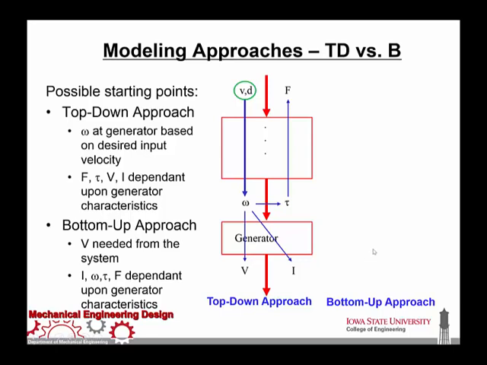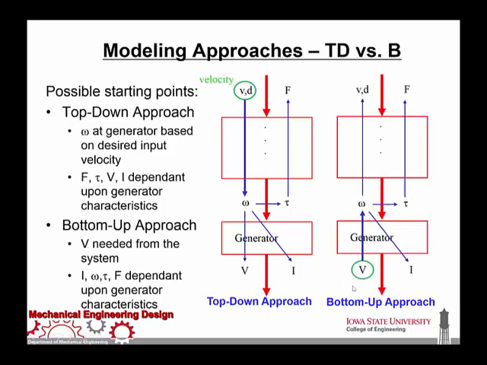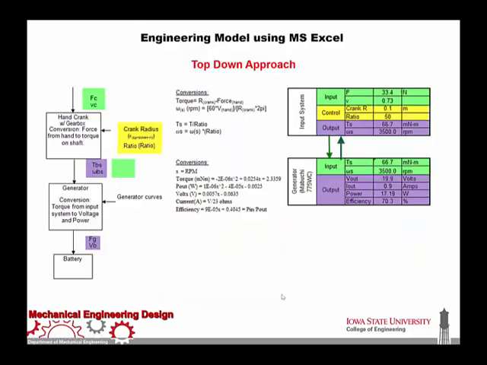In a bottom-up approach, we might go ahead and determine first what our voltage target is for our charging, then using the generator equations figure out what our rotational speed is, and then from there back solve through to determine what our cranking velocity is going to have to be and our cranking forces would be. More often than not, if you're trying to determine the best design, you'll probably wind up using the bottom-up approach.